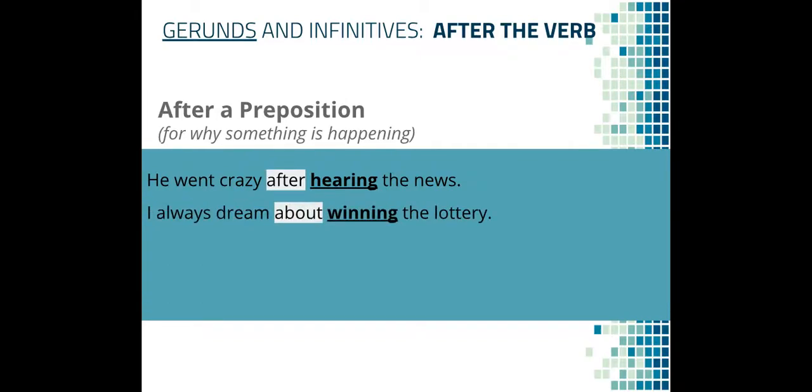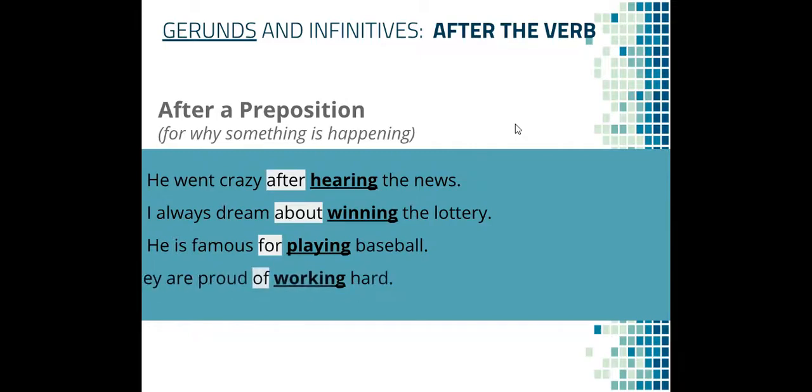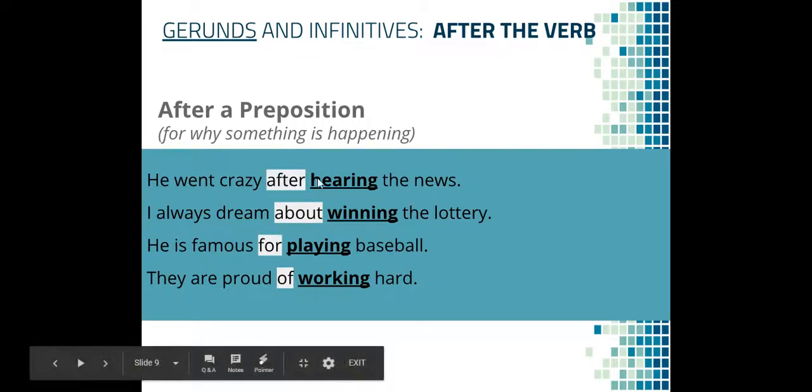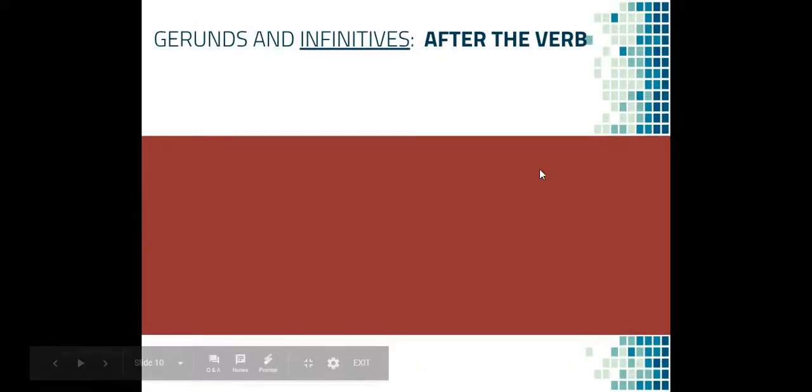I always dream. What do I dream about? I dream about winning the lottery. He is famous. Why? For playing baseball. Not for to play, for playing. They are proud. Why? Of working hard. Right? So be careful. If you see these prepositions, they're going to take ing. Right? And your actions, some actions will only take certain prepositions. So remember that as well.